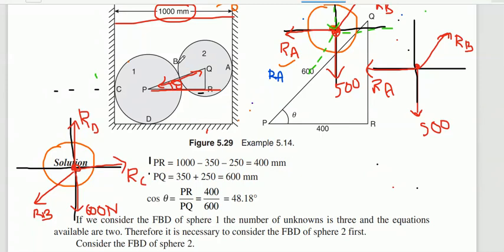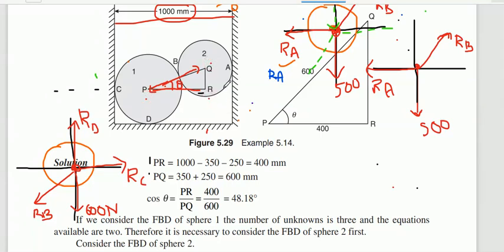This is our RB actually, and they have given the triangle here. I have already shown RB, which is acting here perpendicular. This is our RB, this is the natural x-axis, and theta is the inclination of RB with respect to horizontal. In order to find this, we need to consider the triangle PRQ.